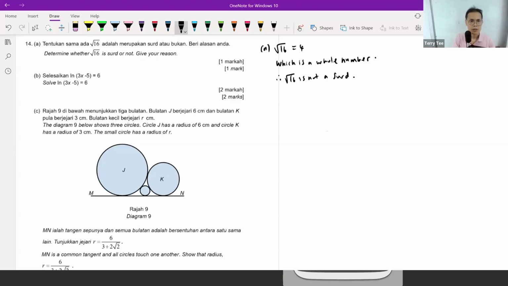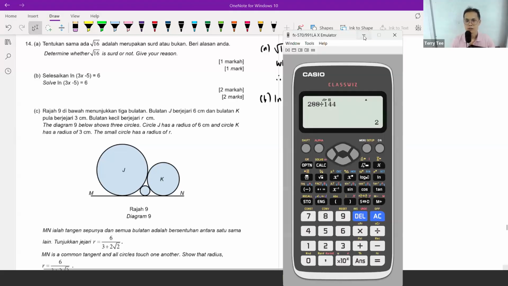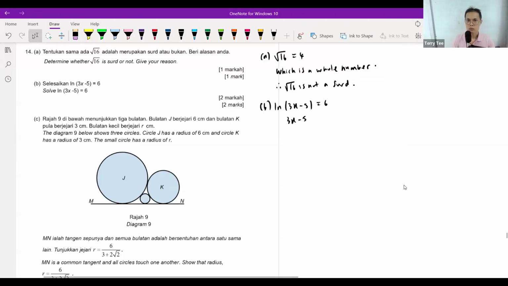Okay, now let's look at part B. Solve this equation: ln(3x - 5) = 6. So we change from logarithm form to index form. Okay, let me just remove my calculator, it's at the background. So we change this to e power 6. Remember, ln means log base e.